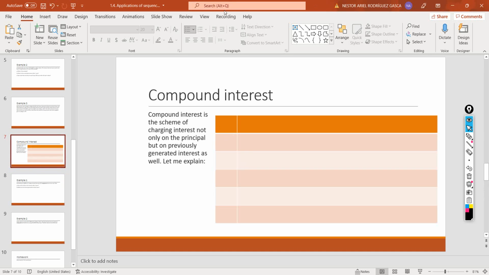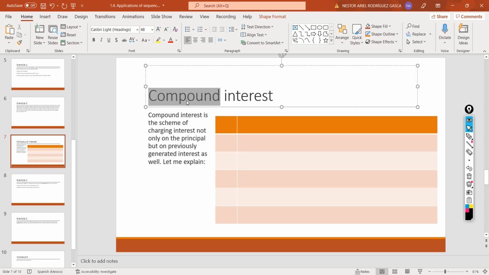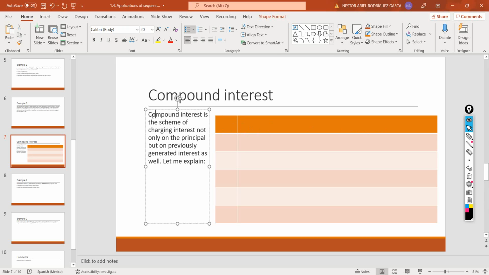Good afternoon, guys. In this lesson, I'm going to explain to you the concept of compound interest, which is just another way to charge interest, different from the simple interest scheme. So let's take a look at how this works. What is compound interest? Compound interest is the scheme or the way of charging interest not only on the principal, but on previously generated interest as well. So let's see how this works.